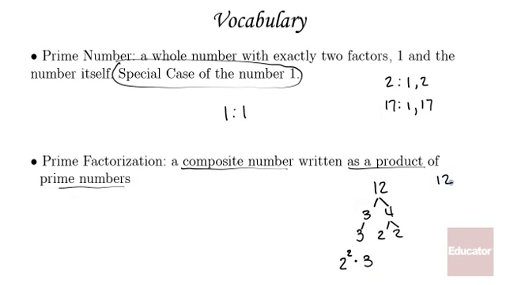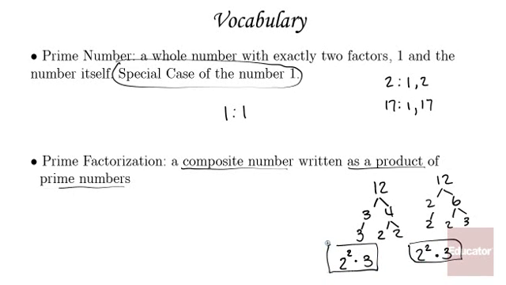If you started off with 12 and broke it into 2 times 6, you would still end up with the same prime factorization. Once again, you have 2 times 2 times 3. So here we've written 12 as a product of prime numbers. 2 is a prime number and 3 is a prime number, and we've taken their product to multiply back up to 12.